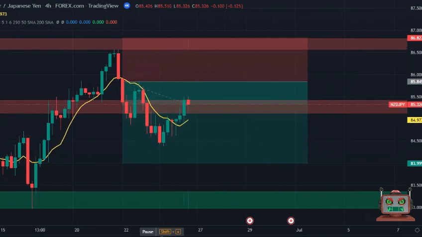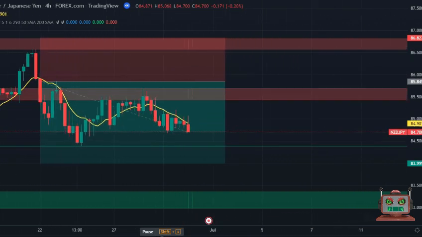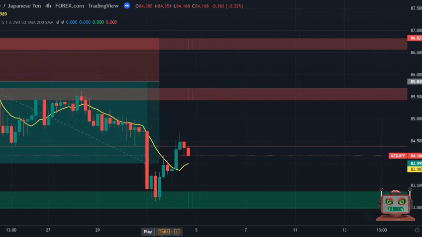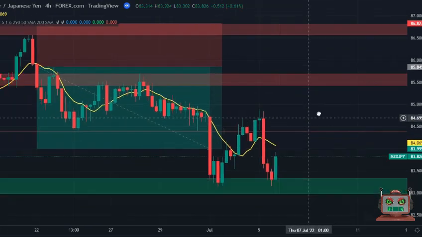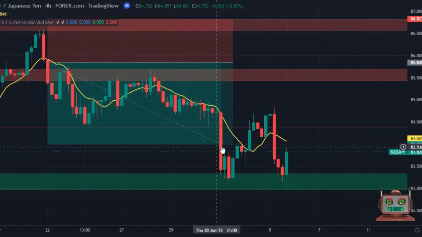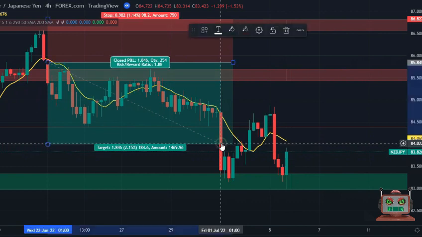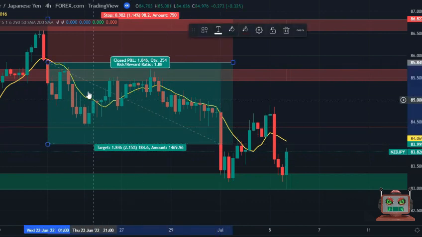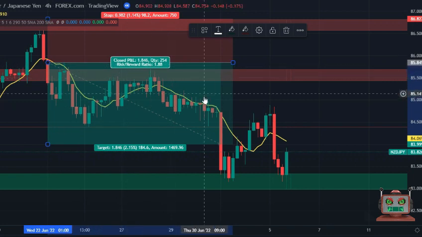Wow, okay, we actually hit our take profit at this point. This is where we hit our take profit, which is really crazy. It's dropping right from here, and then it's trying to pull back here. Then again it dropped and we hit our take profit here. A very good one again.